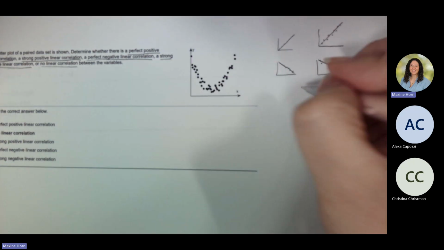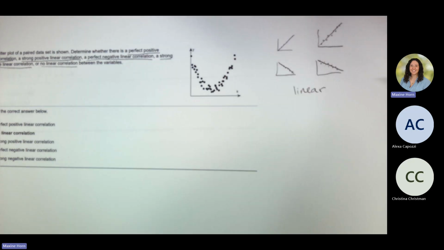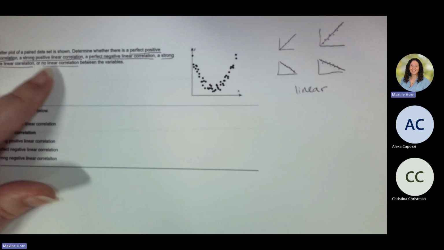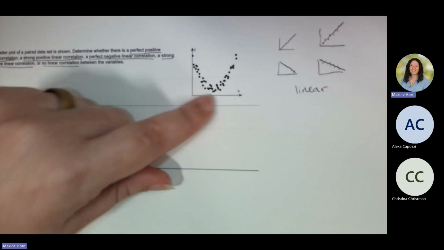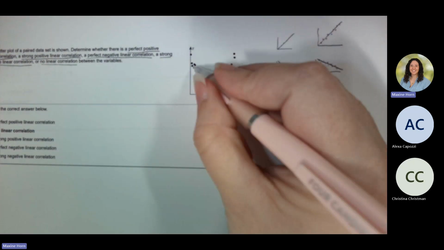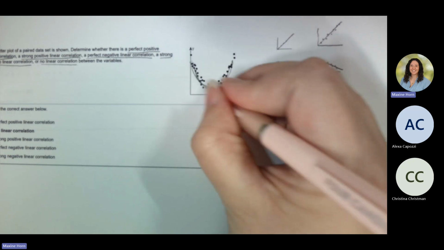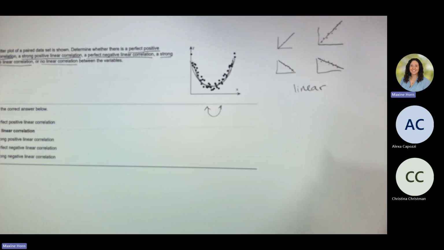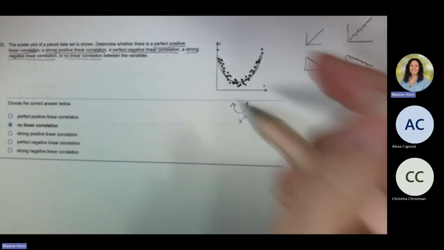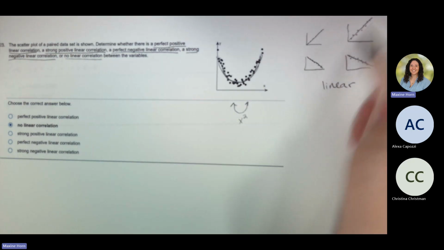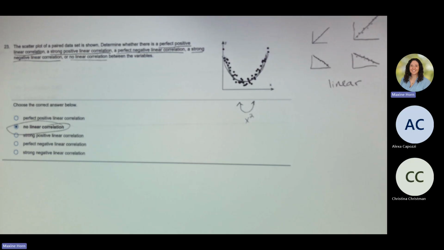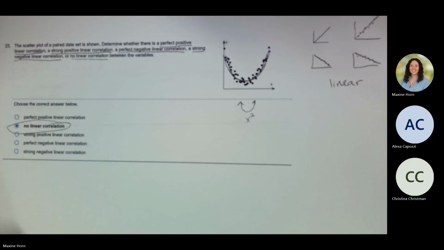And then, these are all linear, right? Linear meaning lines, right? We just drew a bunch of lines. The other option is no linear correlation. This does not create a line, right? This creates some sort of like a U shape. This kind of creates like, I don't know if you guys remember parabolas, right? Like an x to the second power. Not that you need to know that or anything, but that is not a line. These are straight lines. That's not a line. So there is no linear correlation. Okay. All right.